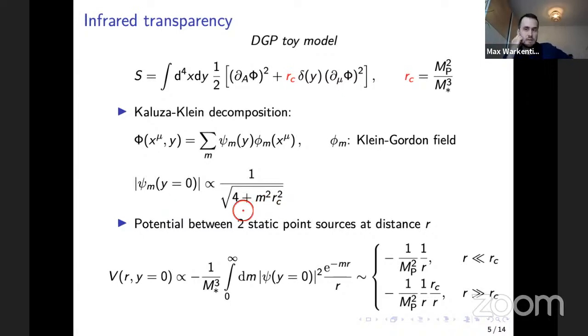expression. So then, if we are interested in the potential energy between two static point sources, then we find this potential. And since we see that for large masses or large frequencies, the mode functions are suppressed, this leads to the behavior that for small distance scales, we get the usual 4-dimensional Newton potential. But for large distance scales, we get the 5-dimensional potential. So the brane is transparent to the infrared modes.